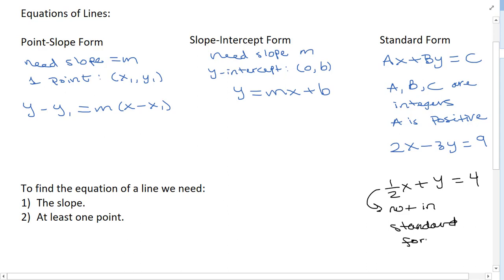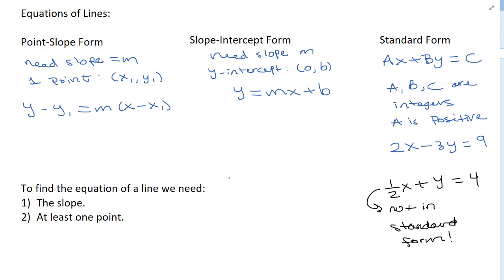Why not? Because 1/2 is not an integer. So you will have to clear the fractions, or multiply everything by 2 to get rid of the fraction, and then you will have it in standard form. And if this was negative, then that wouldn't be in standard form either. The a has to be positive. It doesn't have to, but most books define it as the a is positive when you have it in standard form. So those are the three ways to describe a line.